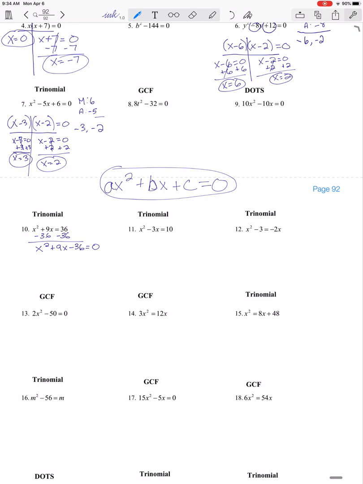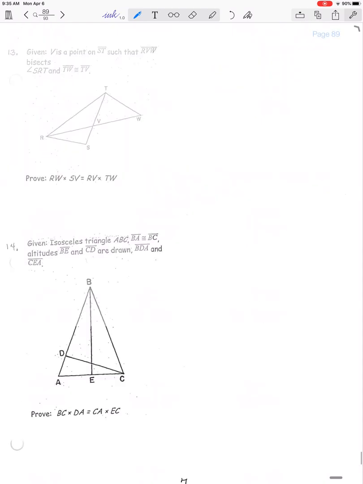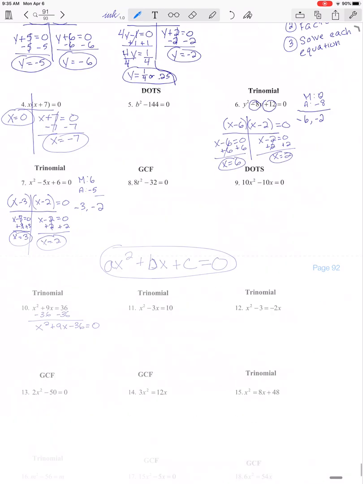Now, if you're having trouble moving the terms in order to get them equal to 0, you can refer to the answer key from the last worksheet, and those have everything already solved for 0, to get it in the standard quadratic equation. So today we are just focusing on trinomials, and then we will focus on GCF and dots. So that is how we solve quadratic equations by factoring.